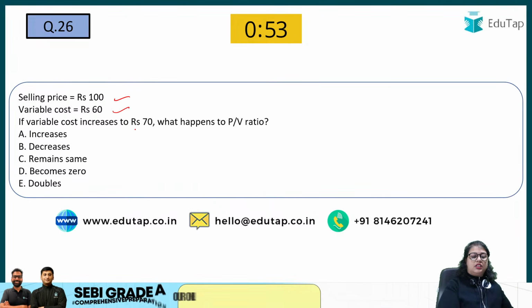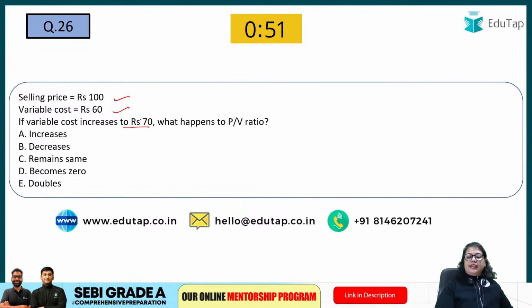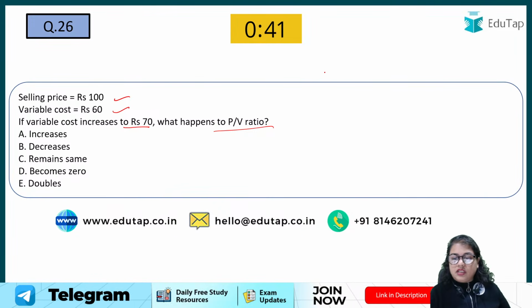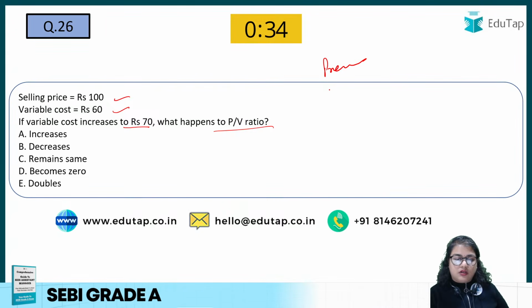If the variable cost increases to rupees 70, then what will happen to the PV ratio? So you tell me what happens to the PV ratio if the variable cost increases. This you should know. But if you don't know, we'll calculate. So what is the previous values? Selling price is how much? 100, variable cost is 60. So how do you calculate the PV ratio?